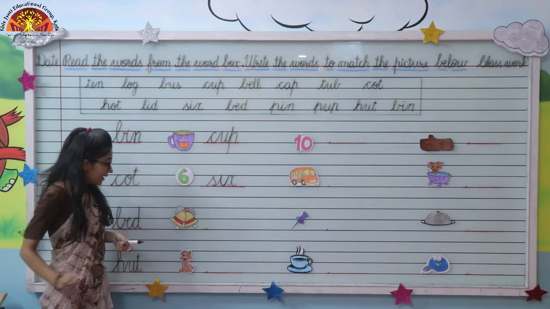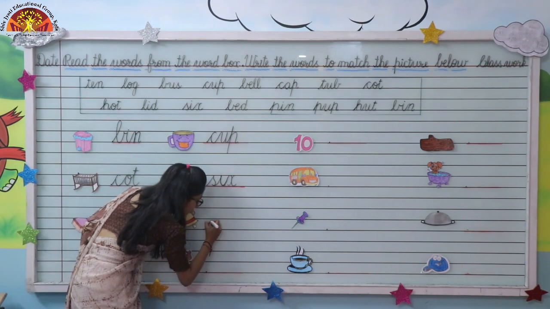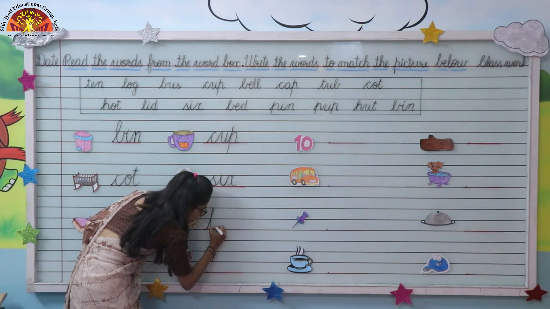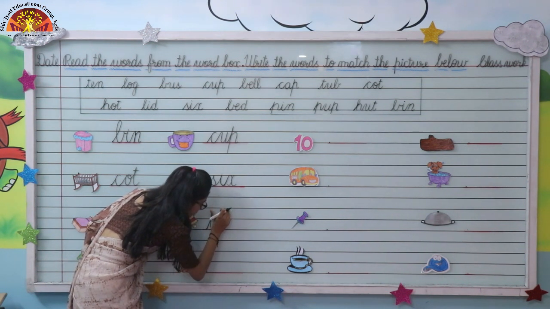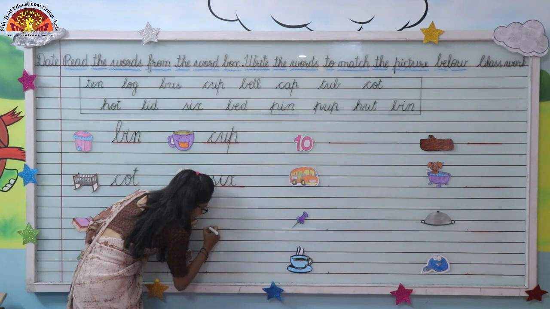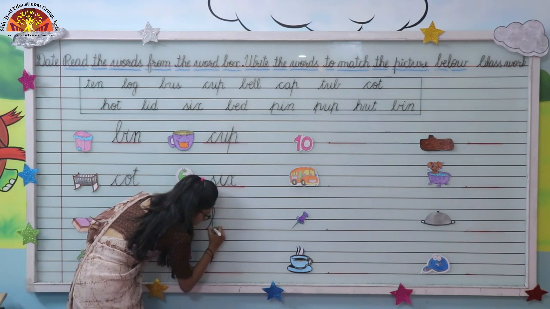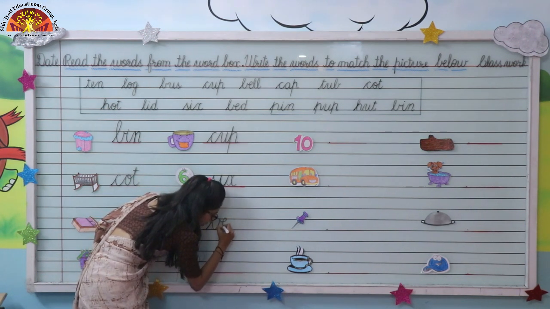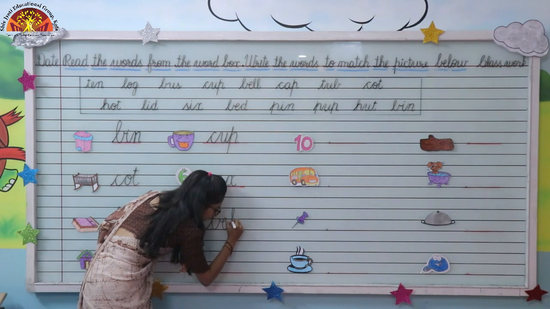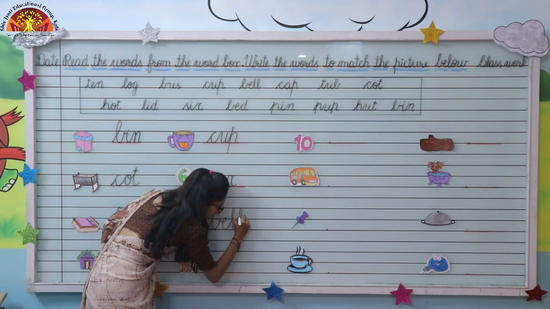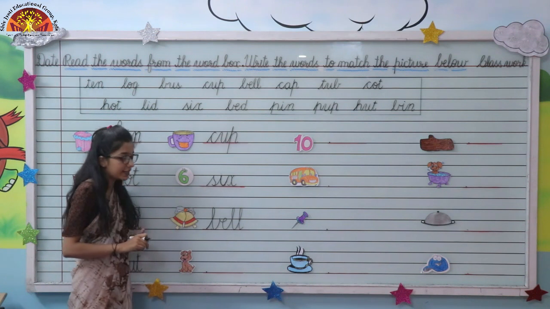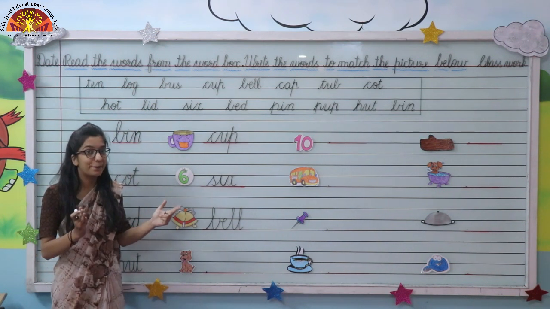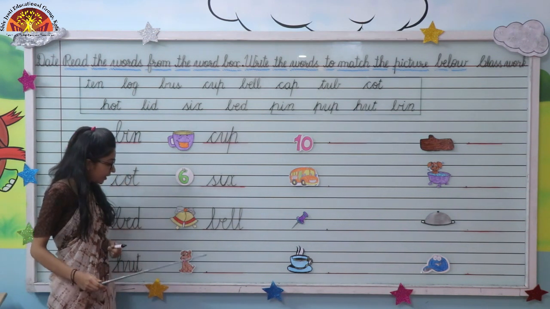So kids, write here B. You have to write a spelling of bell. B, E, L, L, like this. B-E-L-L, bell. Now come to next one, kids.